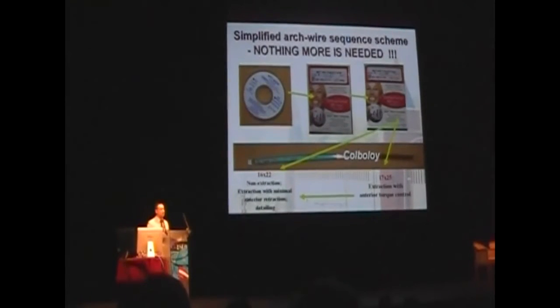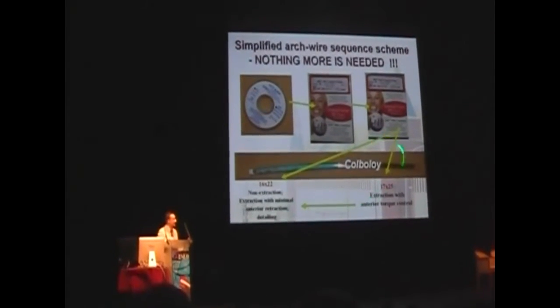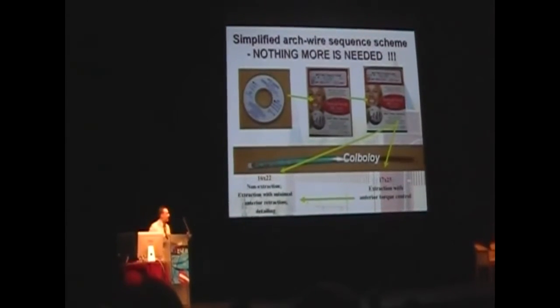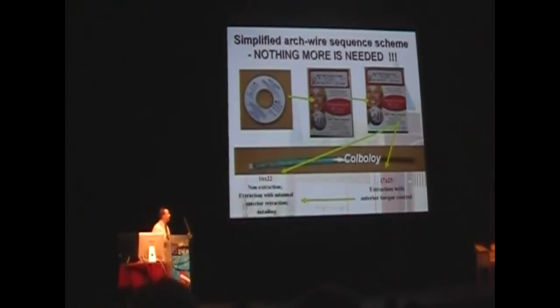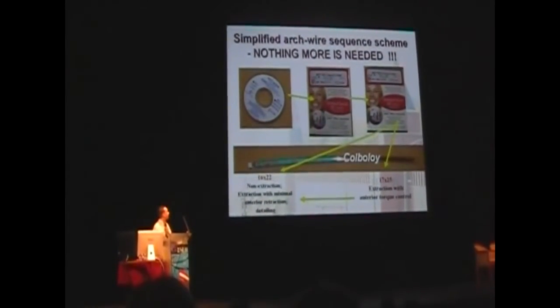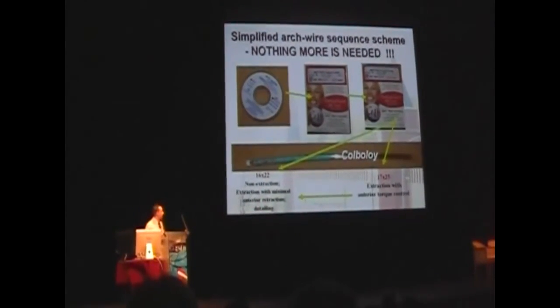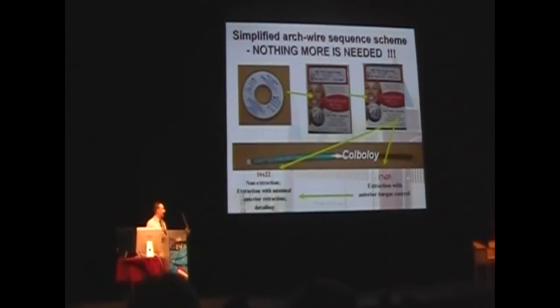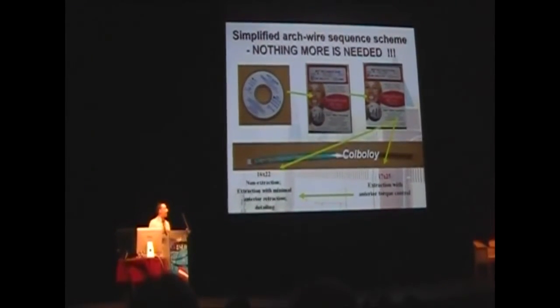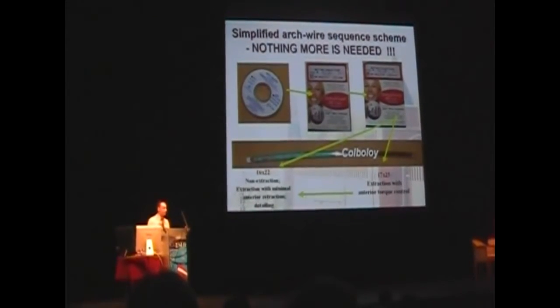The third one is 0.017 by 0.025, and the last one is not stainless steel and not TMA, but Calvaloy from GC, which is the same as Blue Elgiloy from Rocky Mountain. I use it either in 0.016 by 0.022 inch dimensions for non-extraction cases, or for extraction cases with minimal anterior retraction, and definitely for detailing, and in extraction cases when extreme and proper anterior torque control is required.